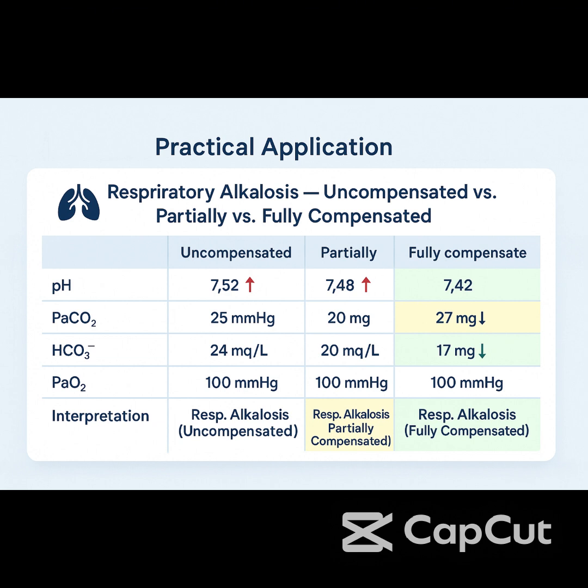In the fully compensated state, the pH has normalized at 7.42, but both the PaCO2 and the bicarb are low, 27 and 17 respectively. That tells us the respiratory issue is still present, but the kidneys have fully adapted. As always, remember, compensation changes the values, but not the root cause. Here, low PaCO2 remains the driver, confirming it's respiratory alkalosis.